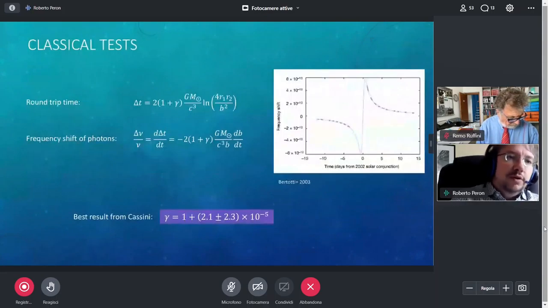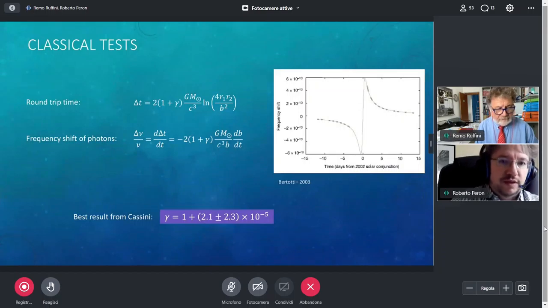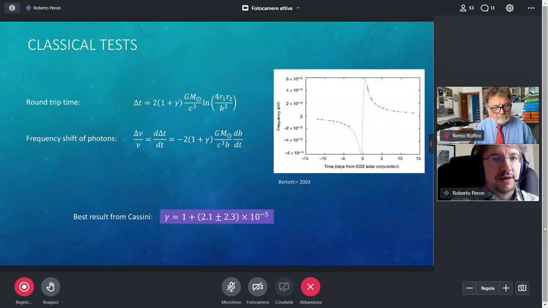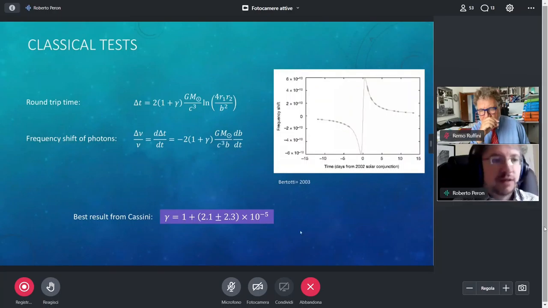One word on one of the other classical tests of general relativity. During the very long cruise, it will be possible to replicate a measurement of the so-called Shapiro time delay, so the delay of the photons propagated between ground station and the spacecraft. We have to remember that this is very useful in order to constrain the so-called gamma PPN parameter. And the best result that we have is from another space mission, Cassini.